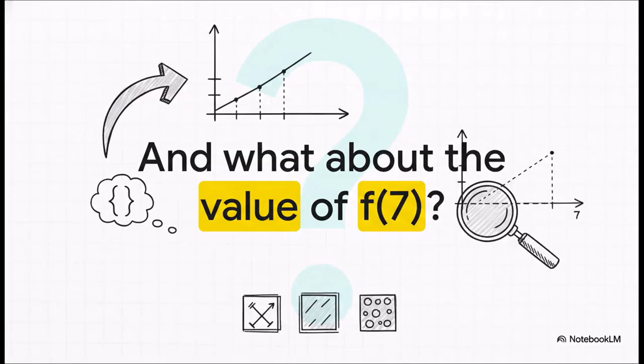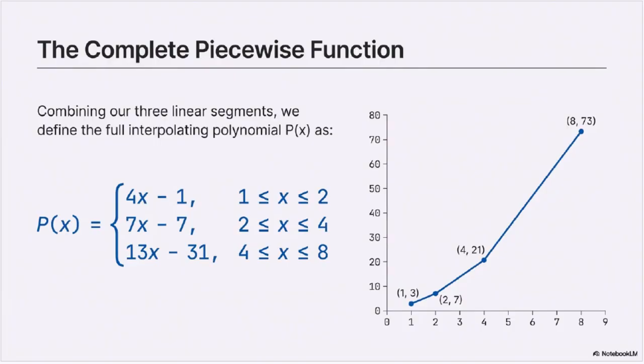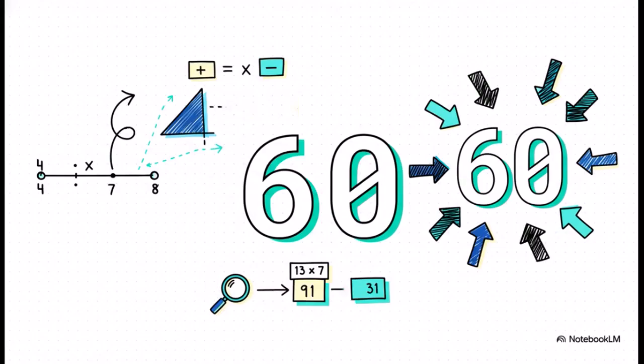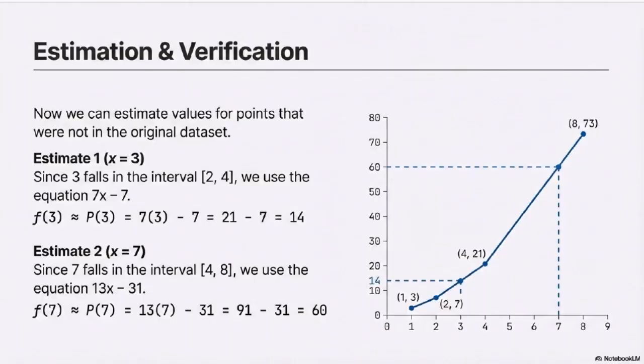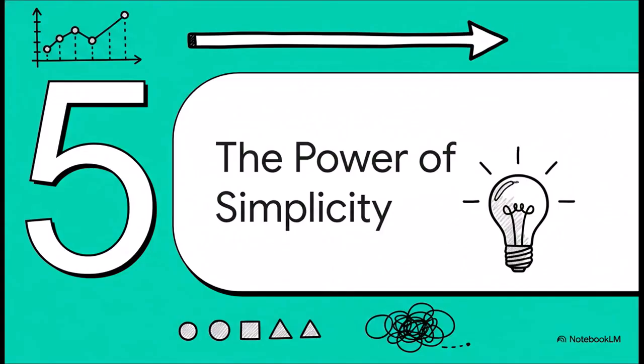No fuss. Awesome. Let's try it one more time, just to really lock this in. What about the value of the function when x equals 7? Which one of our rules do you think we're going to use for this one? It's the last one, exactly. This time, since x equals 7 falls into our last interval, the one between 4 and 8, we use the rule for that piece, 13x minus 31. So we just calculate 13 times 7, that's 91, subtract 31, and boom, we get a solid, reliable estimate of 60.